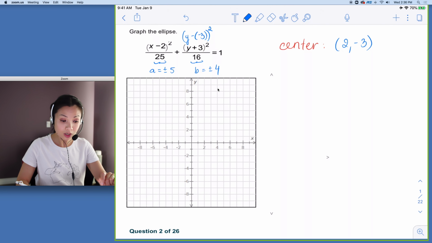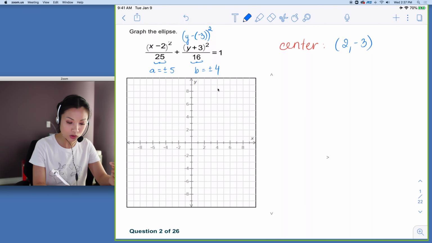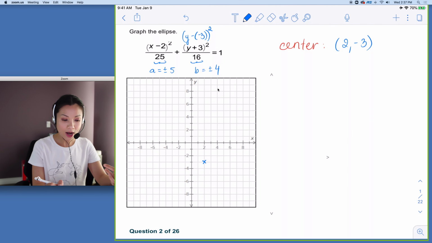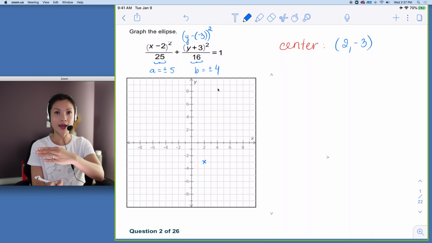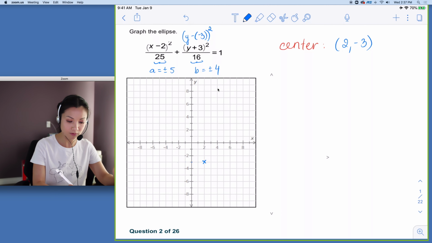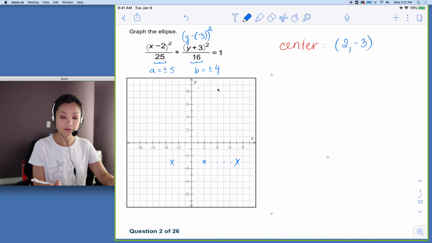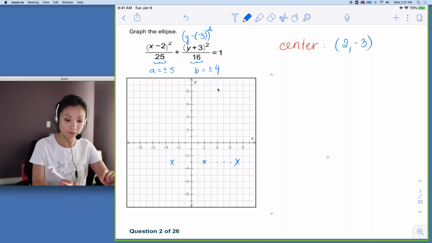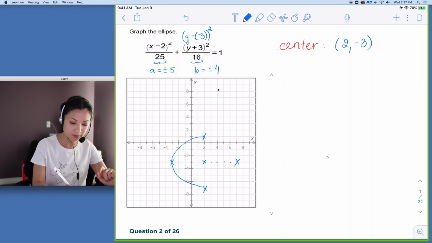Now, first you locate the center. In this case the center is (2, -3), so it's right here. Now, for x, you move sideways. So you're going to move left and right 5 times: 1, 2, 3, 4, 5, and 1, 2, 3, 4, 5. And then for y, because it's plus and minus 4, you move up and down 4 units: 1, 2, 3, 4, and 1, 2, 3, 4. And then you draw the ellipse.